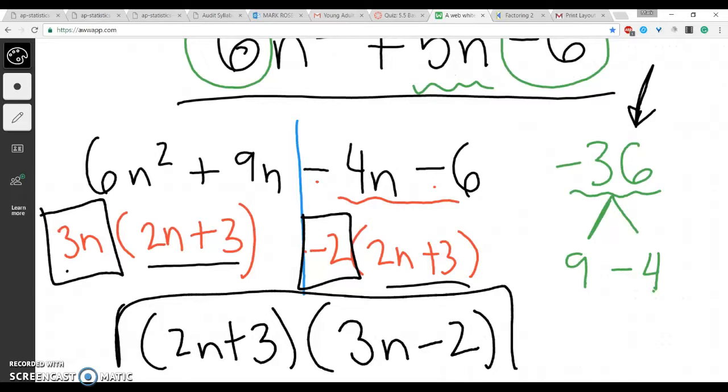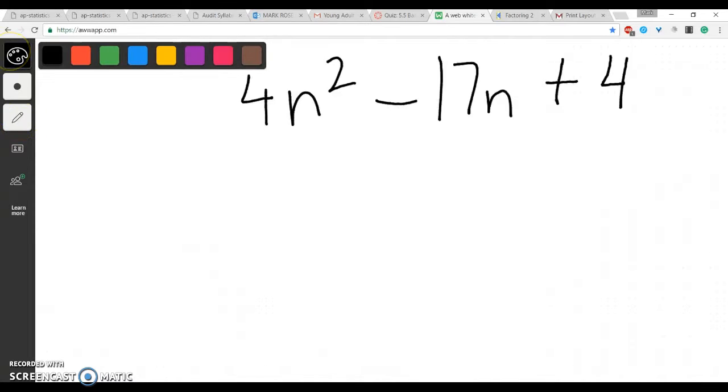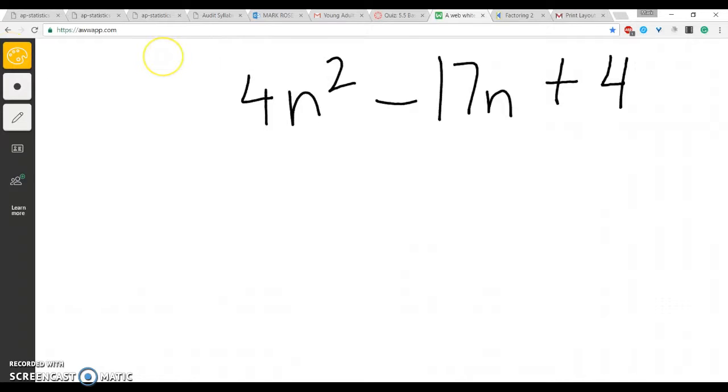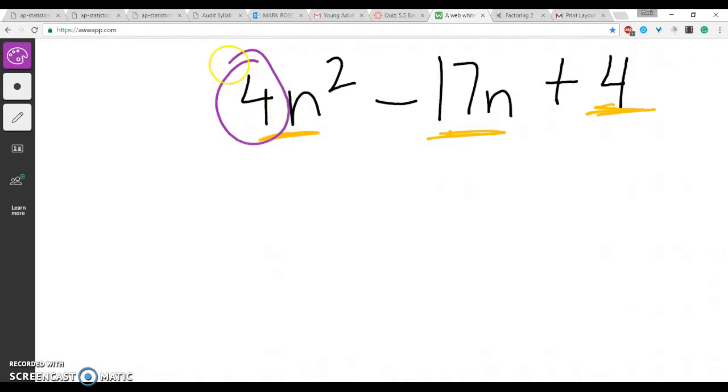Okay. Let's do one more example of this because it goes very, very quickly. Okay, so again, in this example, we can see that we have 3 terms. And again, we don't like these 3 terms because this number and this number isn't divisible by anything, so I can't pull anything out. So we're going to have to go back to our trick, where we take this first number and this last number, and we multiply them together. So 4 times 4 will give me 16.